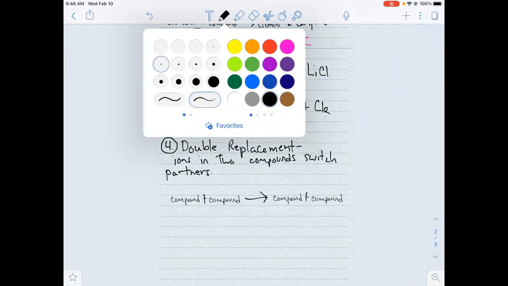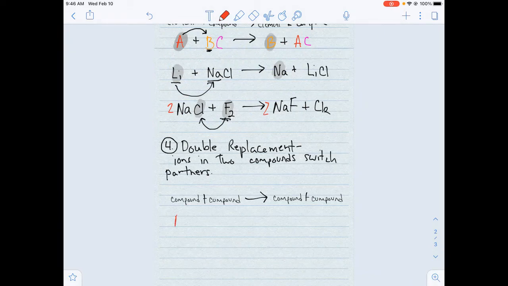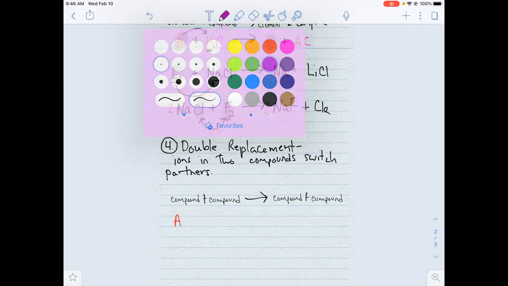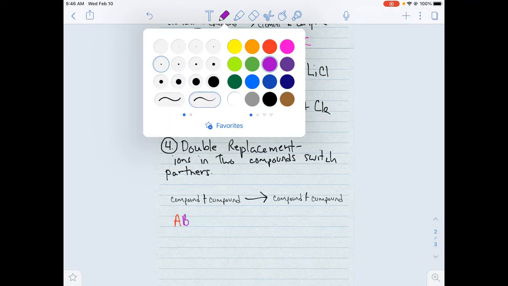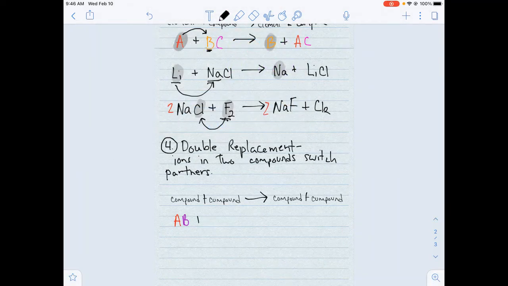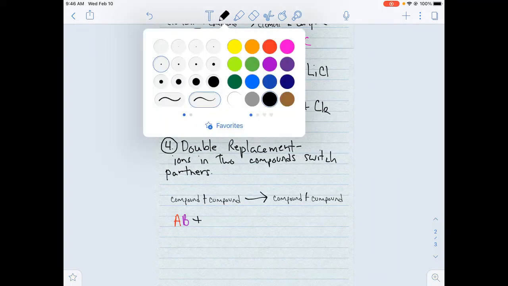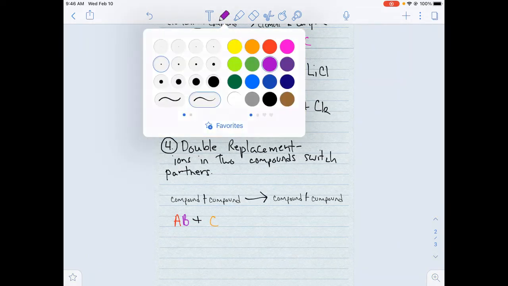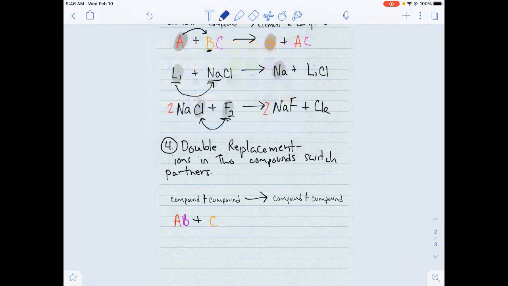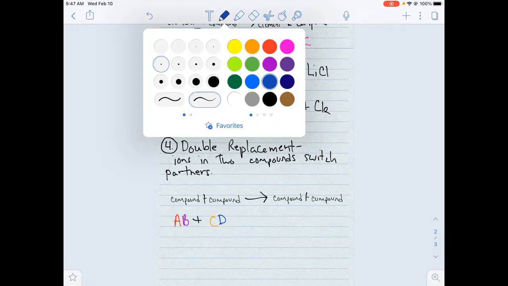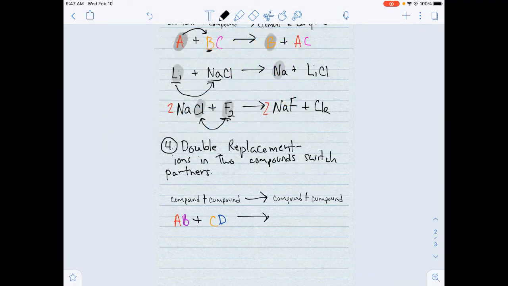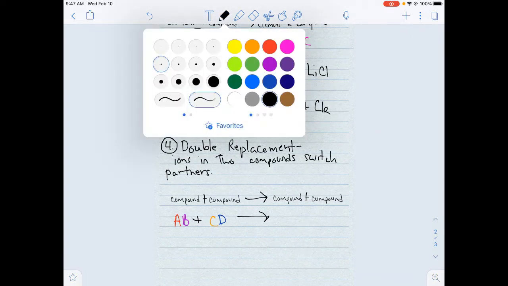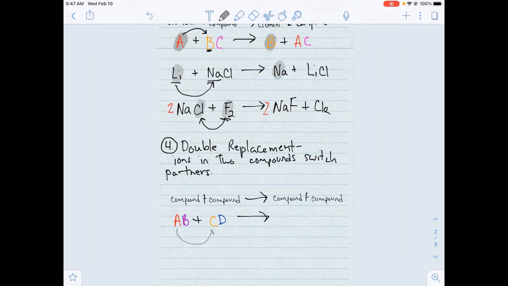Using generic terms, not real elements, once again, I would have A combining with the nonmetal B, and then I would add to that compound C and compound D, trying to use different colors so you can see the switching happen a little bit better. All right, and so what ends up happening is the metal in one compound is going to switch places with the metal in the other compound, or the nonmetals are going to switch places either way.